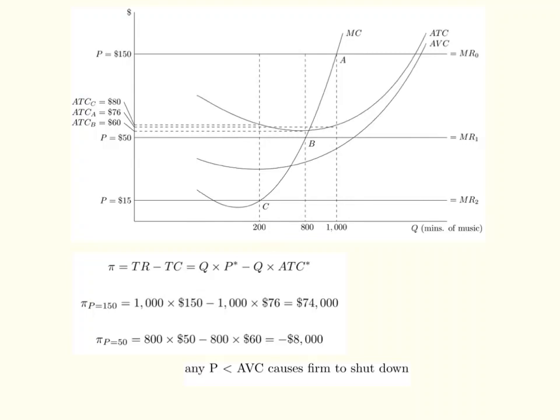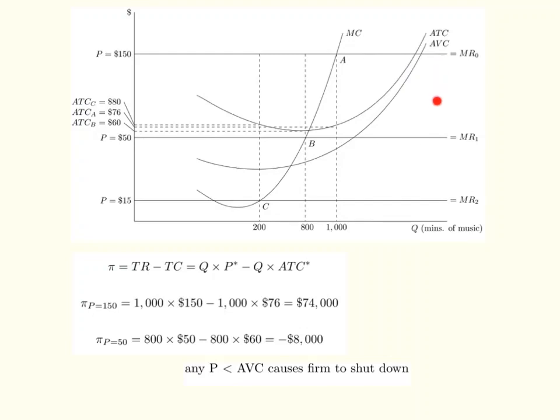Okay, so let's actually calculate some profits. So let's suppose that the market price is currently $150. The firm responds again by producing 1,000 units, and so total revenue is going to be $150 times 1,000 units minus 1,000 units times the average total cost at 1,000 units, which we can see, if I look at the graph, is 76. So 1,000 times 76, and I calculate that up, and that gives me $74,000. What this tells me is that the firm is currently making $74,000 profit if the market price is 150.